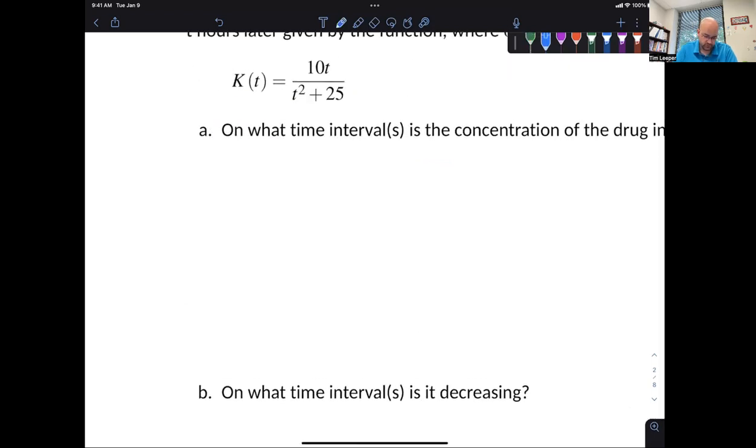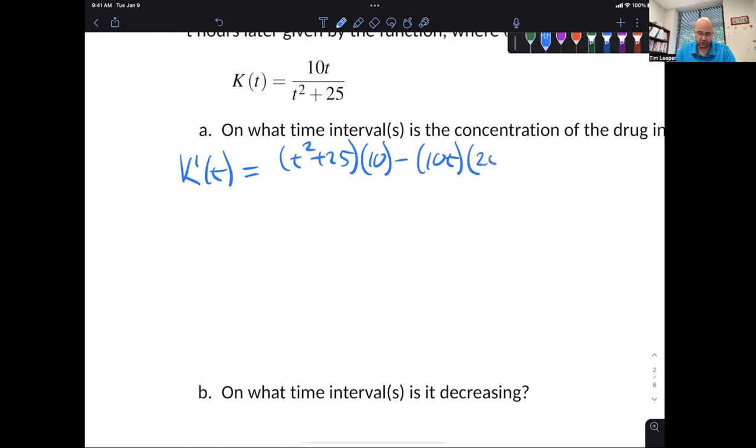So to find the derivative, k prime of t, we have to use the quotient rule. That would give me the bottom, t squared plus 25, times the derivative of the top, which is 10, minus the top, which is 10t, times the derivative of the bottom, which is 2t. And then all over the bottom squared.